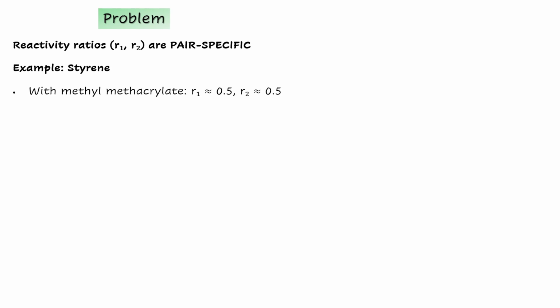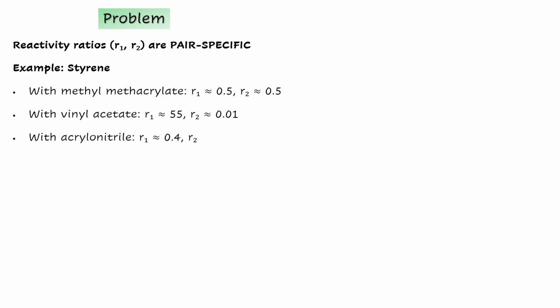Take styrene for example. With methyl methacrylate, R1 is about 0.5, so it copolymerizes almost randomly. With vinyl acetate, R1 is about 55, meaning styrene barely wants to copolymerize. And with acrylonitrile, it's around 0.4. A different story again. So, what does this mean? This means there is no universal reactivity index for a monomer. Its behavior depends entirely on who its partner or comonomer is, and that leads to a real practical challenge.